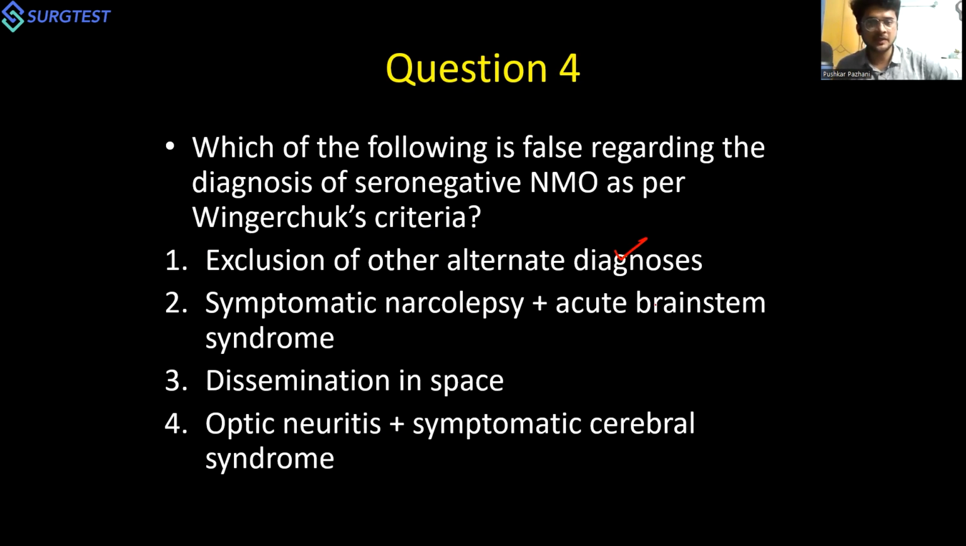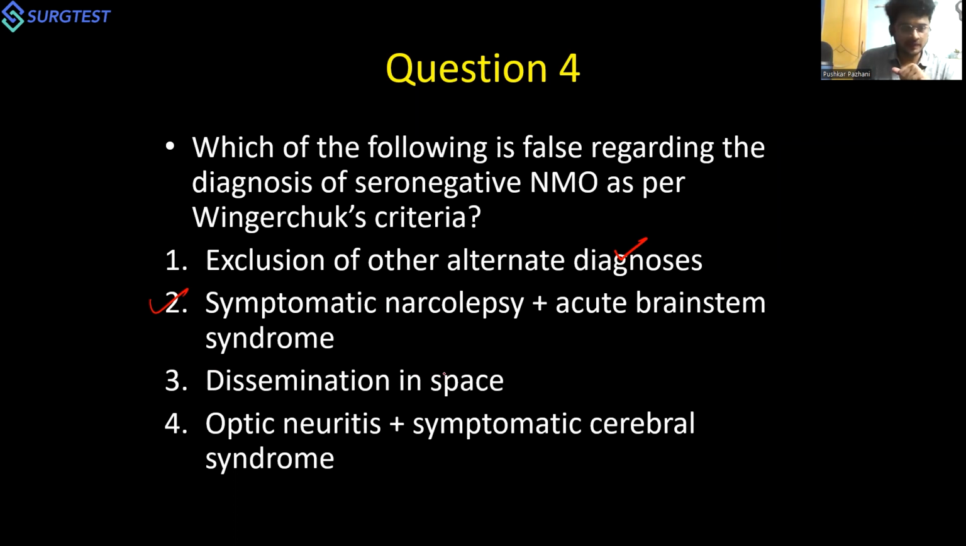Symptomatic narcolepsy plus acute brainstem lesion. So this is the answer, because even though there are 2 core clinical criteria in this patient, it does not include optic neuritis or transverse myelitis or area postrema syndrome, because at least one of the 2 core clinical criteria should be an optic neuritis or a myelitis or an area postrema syndrome. So this is the answer, it is a false option.